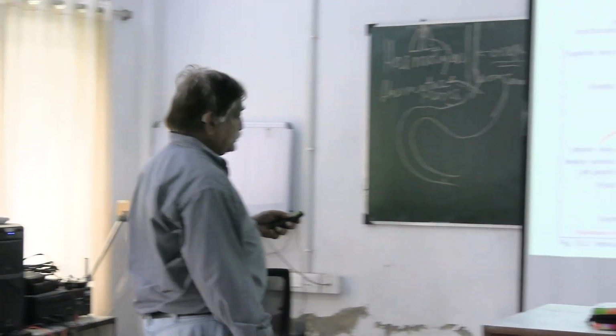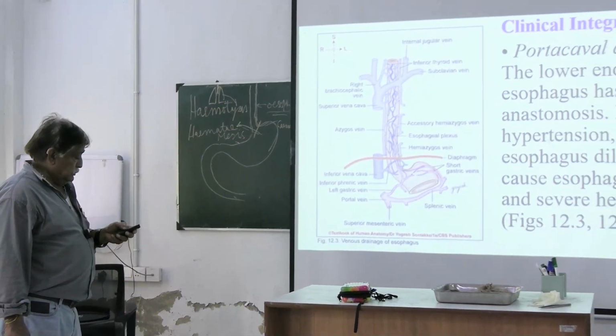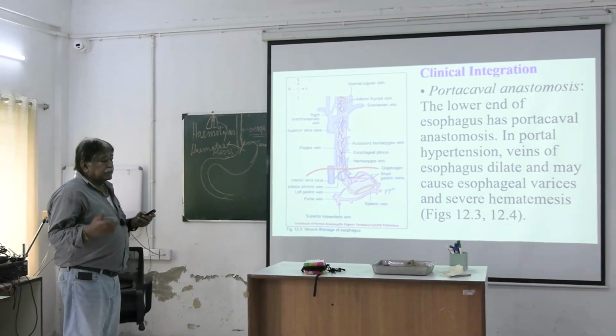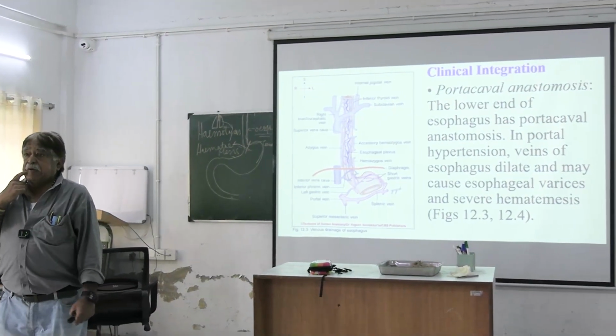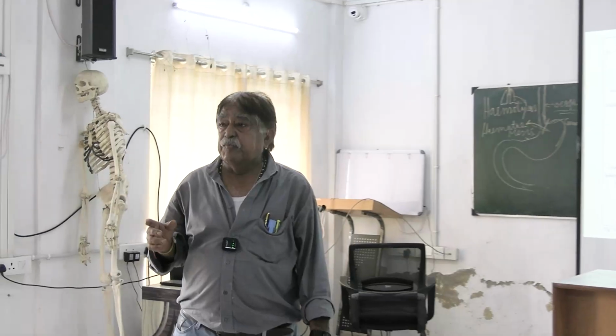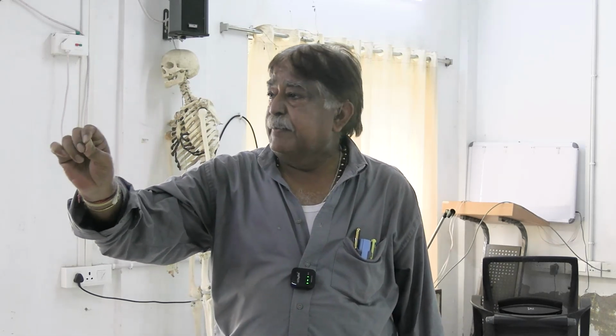Now, of course, in modern days there is GI endoscopy. There are some very good flexible endoscopes. Surgeons see the esophageal varices bleeding. They clip, so that the bleeding is controlled. You don't go for a major surgery.